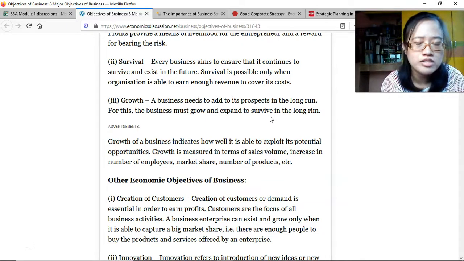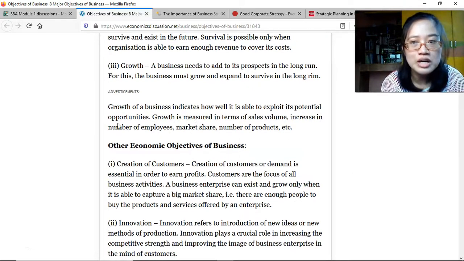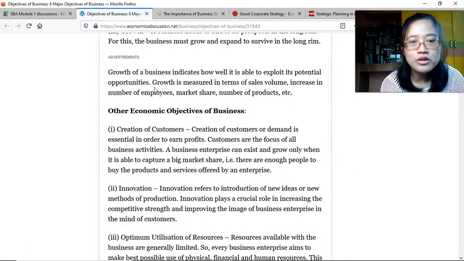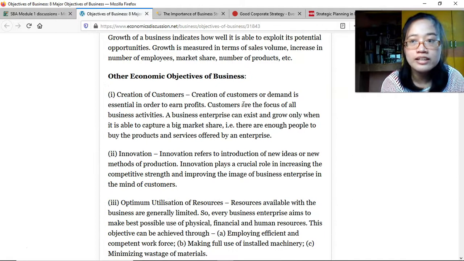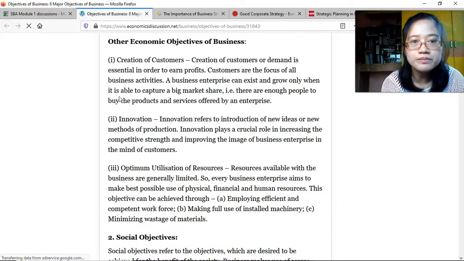Okay, long run? What's that? Not sure about that. Long run, alam ko pa. Growth of a business indicates how well it is able to exploit its potential opportunities. Growth is measured in terms of sales volume, increase in number of employees, market share, number of products. Okay, already discussed this earlier.